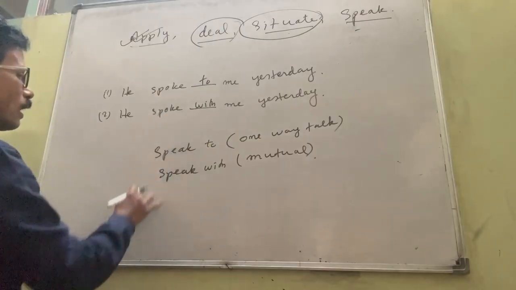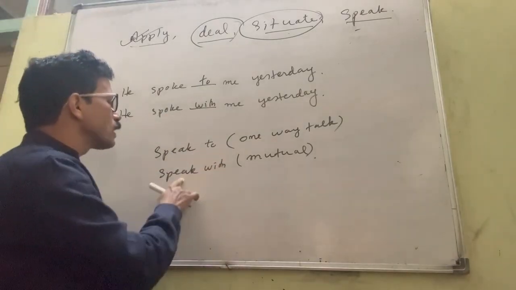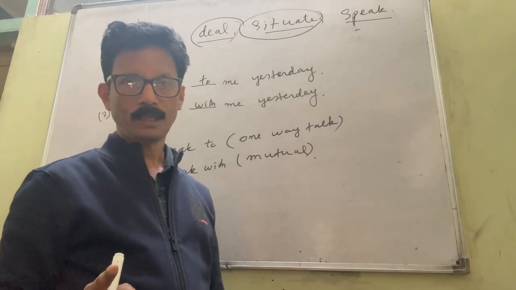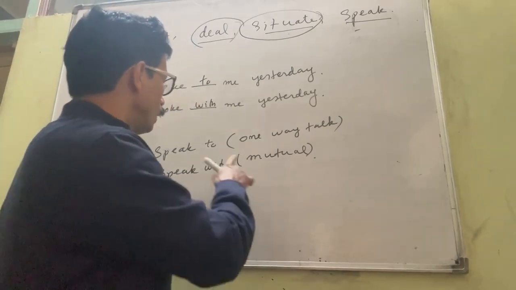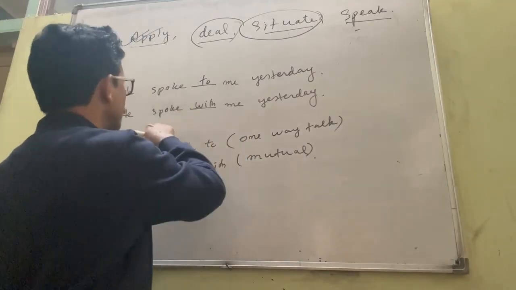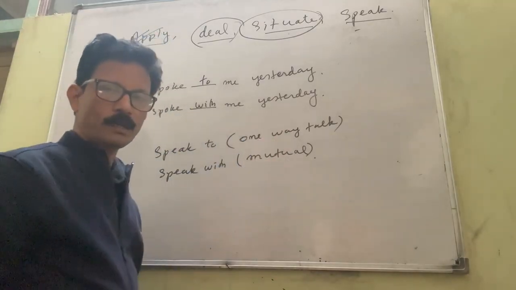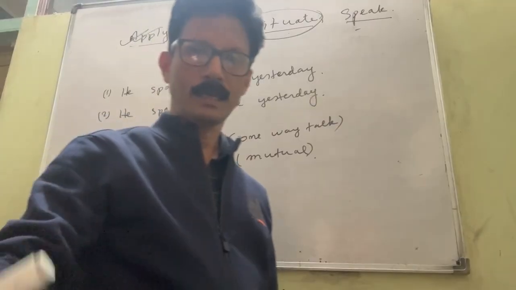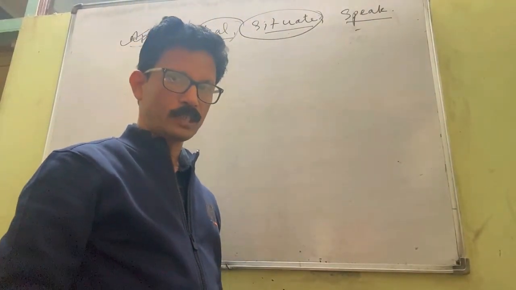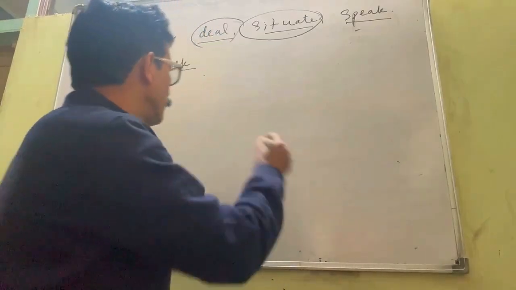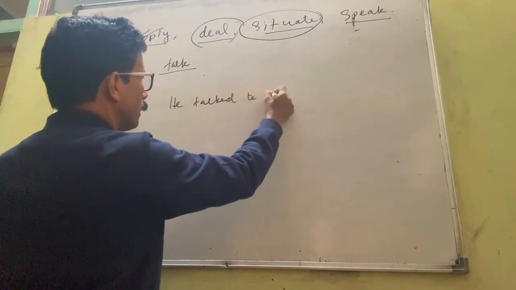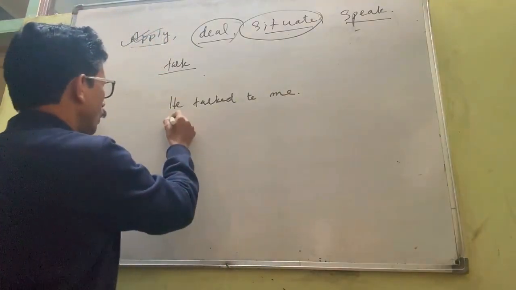So the question is whether it is speak to or speak with. Both are correct, but the situation is different. Understand my point? So, to means one-way talk, only he is speaking, and with means we both were speaking. Understand my point? Okay? Yes. Along with that, I have added one more word, that is talk. Talk is also the same thing. He talked to me. Or I talked to him.